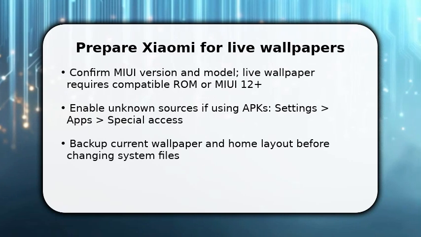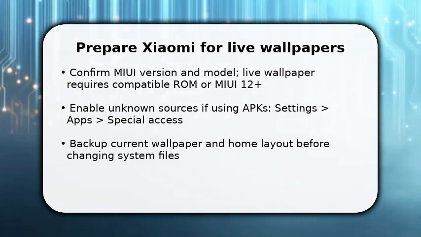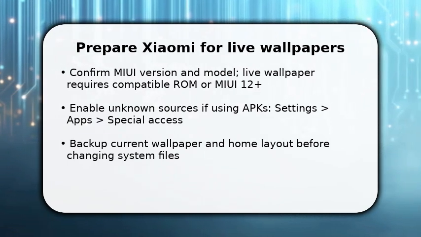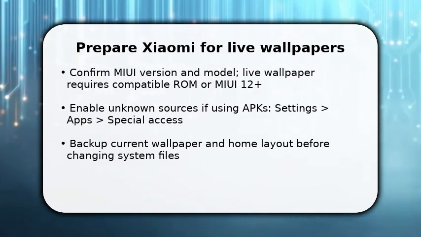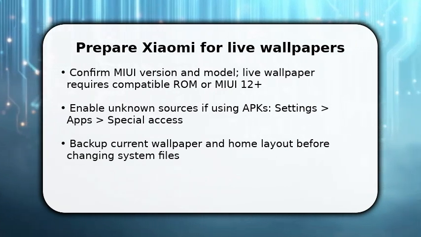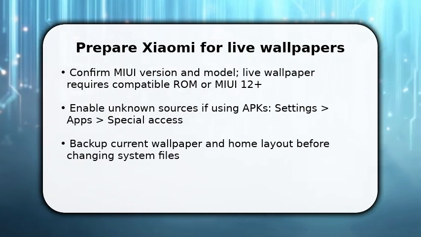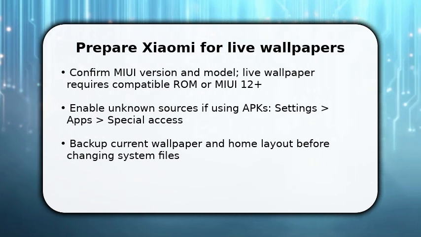You start by verifying your phone. Know the MIUI version and exact model because compatibility prevents wasted steps. Once done, enable installation from unknown sources if you'll sideload an APK, and make a quick backup of your current wallpaper and home layout. You do this to avoid losing customization and to allow rollback.